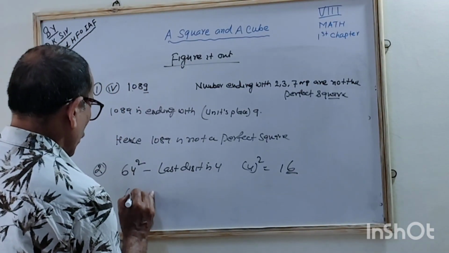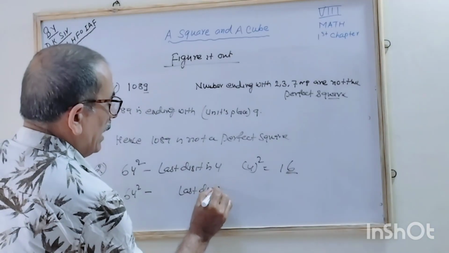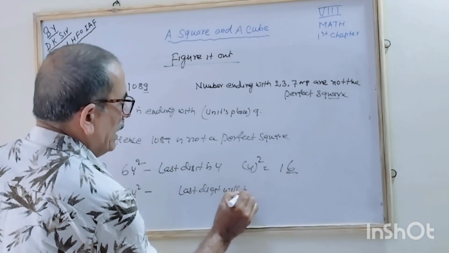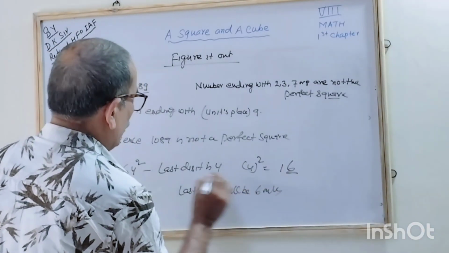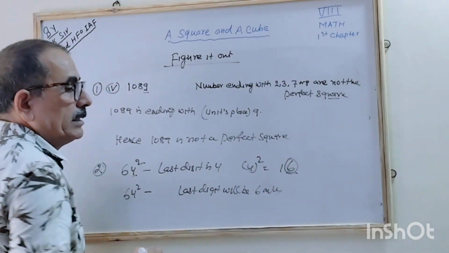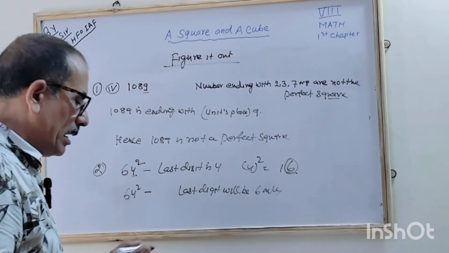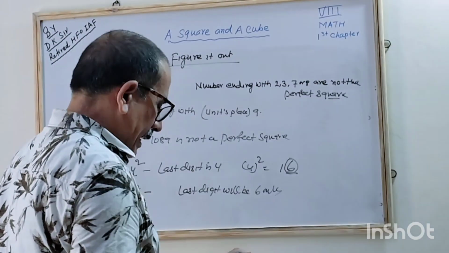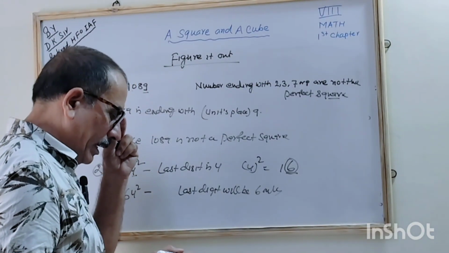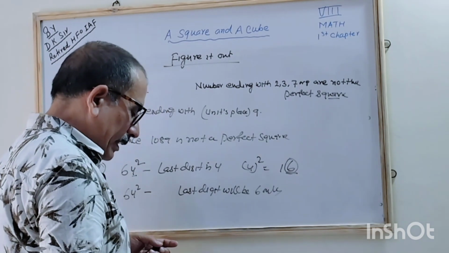So the last digit of 64 square will be 6 only, correct? Because we find that 4 is there. The 4 square is 16. The 16 has the last digit 6. So when you go for the square of 64, you will get 6 as the last digit, correct? You understood? That is the way the last digit will be 6.